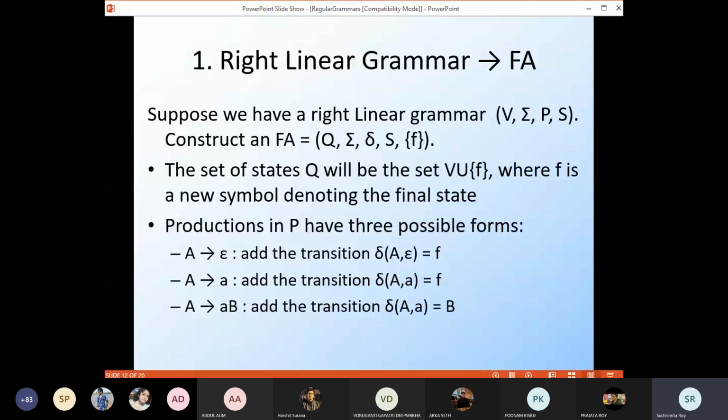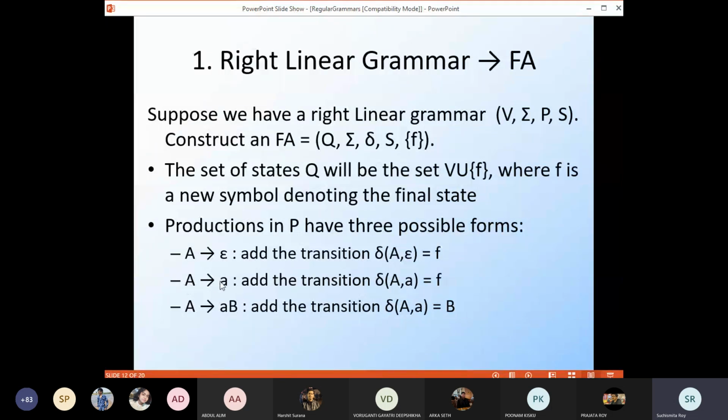We now have to put in the transitions, that's all. And transitions, as you must have realized, they come from the production rules. So how do the production rules map to transitions in the finite automata? If you have a rule of the form A rewrites to epsilon, then add the transition A, epsilon, to F. That means from A, you should go to the final state on epsilon without consuming any input.